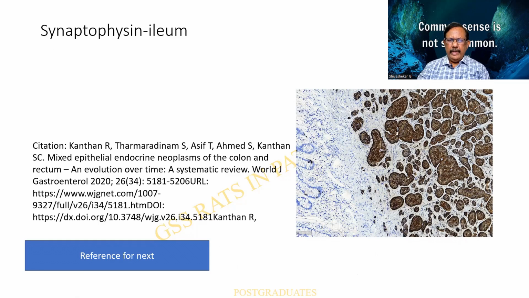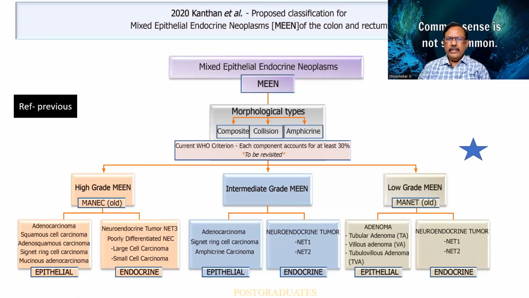I would like you people to kindly see this. This is again a very superb picture of the mixed epithelial endocrine neoplasia, MEN. And this is a flow diagram wherein it has been divided into the composite, collision, and the amphicrine. So I would like you people to kindly go through it. It is worth its weight in gold. So there can be the high grade MEN, then an intermediate grade MEN, low grade MEN. And what are all the tumors? There can be an adenocarcinoma, neuroendocrine tumor, again an adenocarcinoma, neuroendocrine tumor in each of these categories.